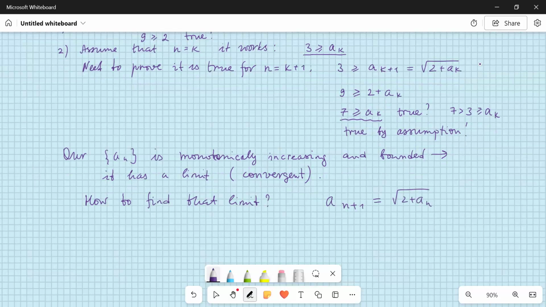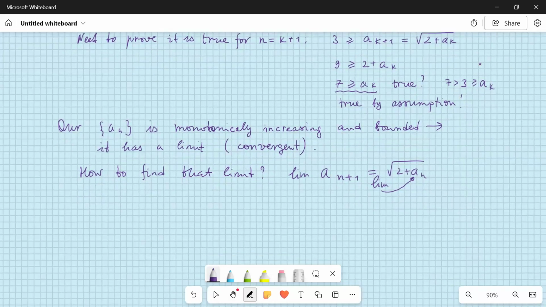I do know that the limit exists. It means that I can put the limit on both sides, here and here. And because the limit exists, I can bring the limit under the square root. We can do all these manipulations with limits only when we know that the limit exists. So I'm going to get the limit of a_{n+1} equals the square root. Here, sorry, it's supposed to be 2 plus the limit of a_n, with n going to infinity in each. I don't have any space here to put n goes to infinity.